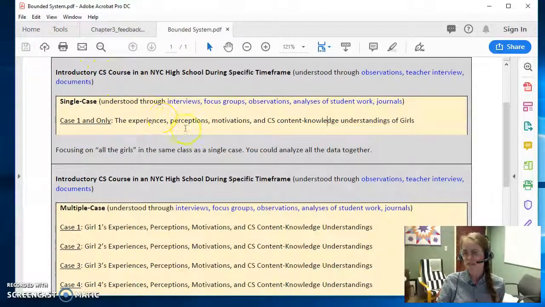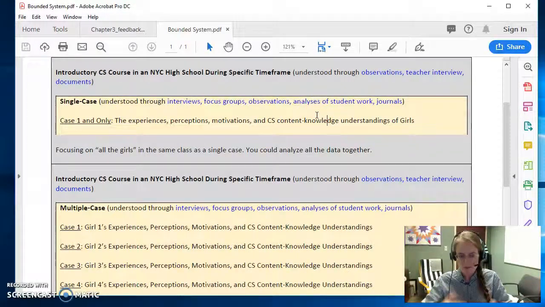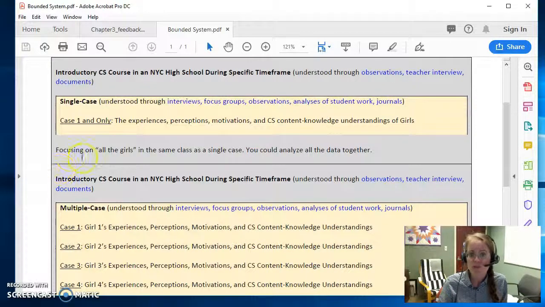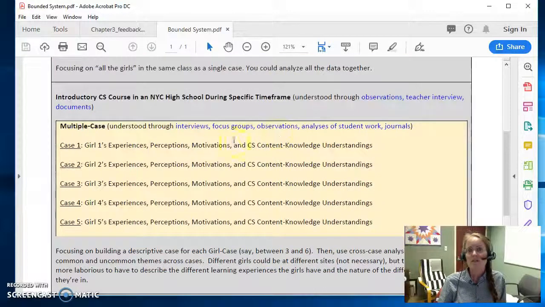Okay, so that's a case, and you can collect data, so you can collect interviews or focus groups, do your observations, analyze any student work that you might have, journals, whatever your data sources are, and then this is your one case, and you take all of the data, you pull it into your analytic system, and you analyze it and you look for themes. So you would be focusing on all of the girls in the same class as a single case, and you can analyze all the data together. Here's an example of a multiple case study that you could do.